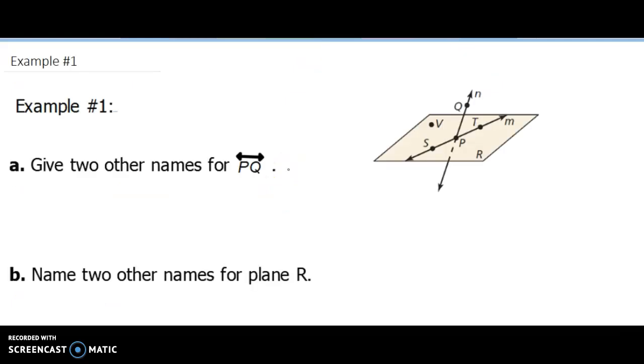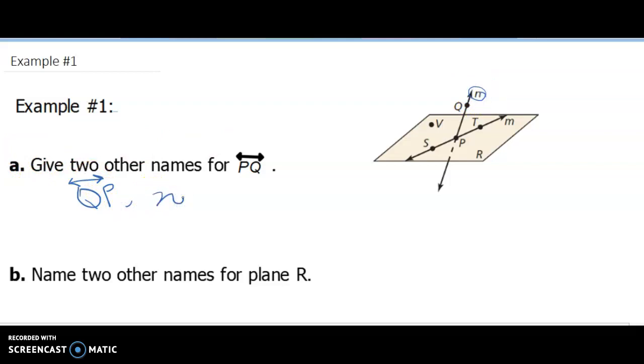Now that we're done with vocabulary, let's look at example 1. A says, give 2 other names for PQ. Notice this double arrow over PQ is talking about this entire line going up and down here, with P and Q on it. So it's this whole thing here. We could label this as QP, and don't forget your double arrow over top. If you do, it's wrong. But also, notice over here the small n. That's also the name for the line.